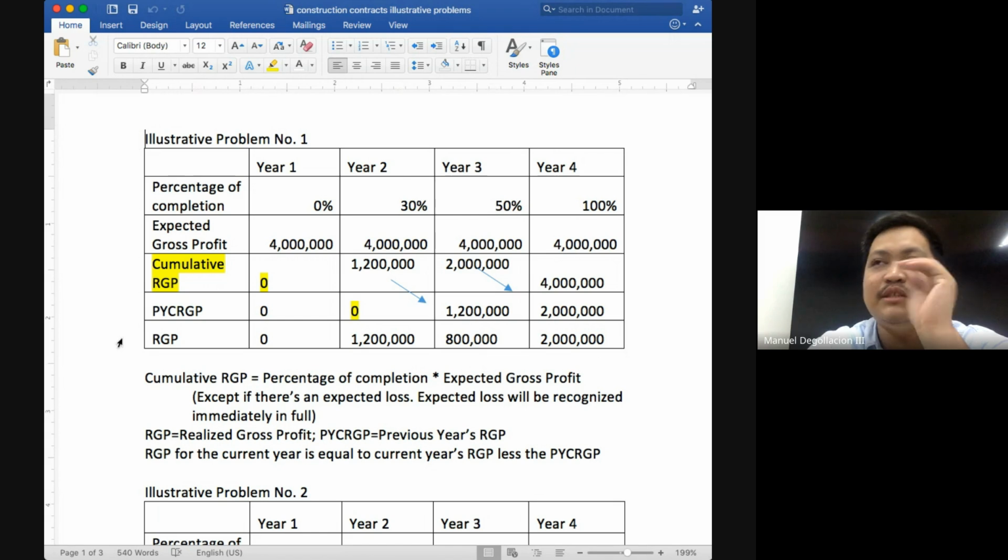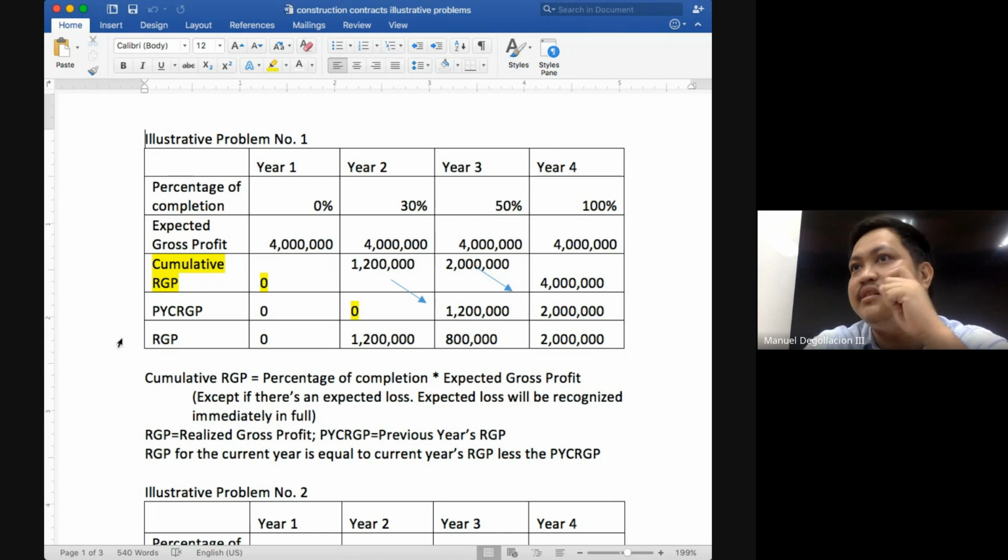Let's check if it works for year 3. How much is the increase in the accomplishment in year 3? From 30%, it is now at 50. So how much then is the increase? 20%. Sir, what if I just use 20% and multiply it with the expected gross profit? Let's see if that works. 20% times 4 million will give you how much? 800,000. It works.